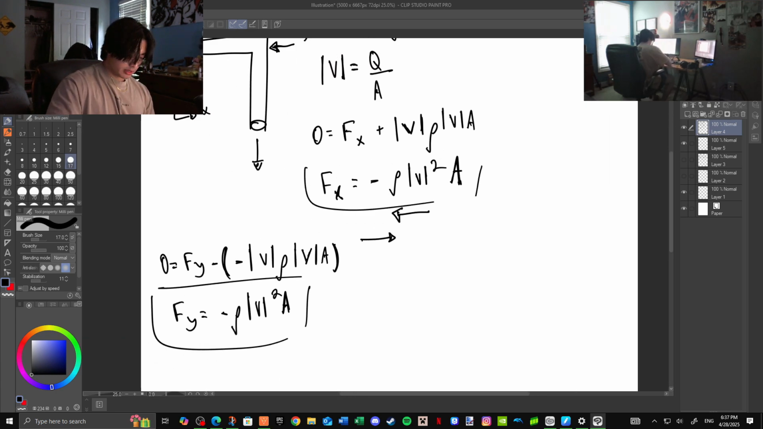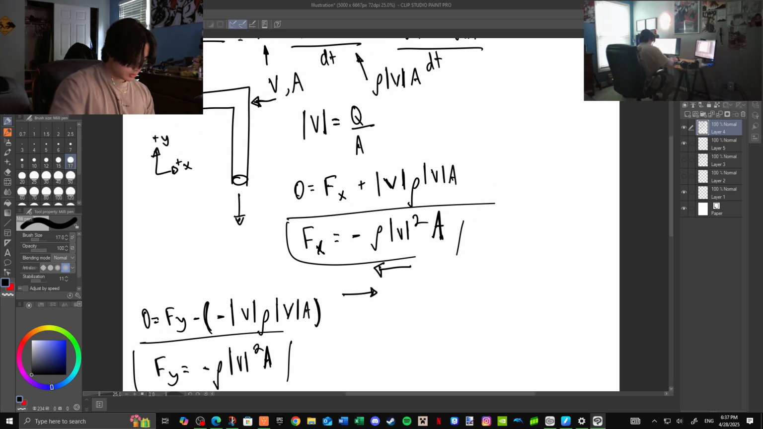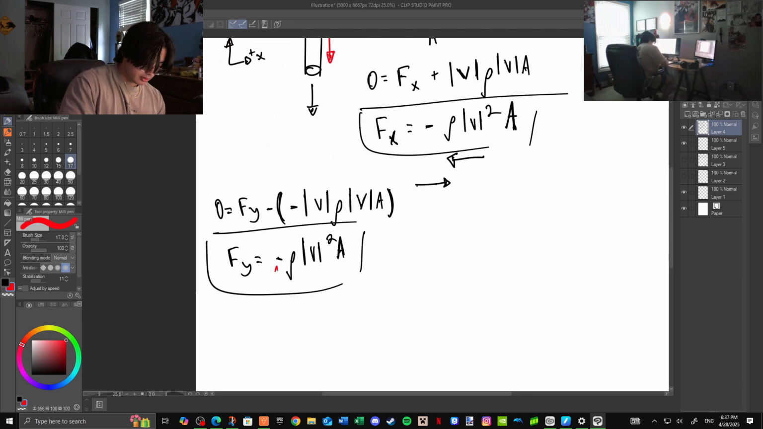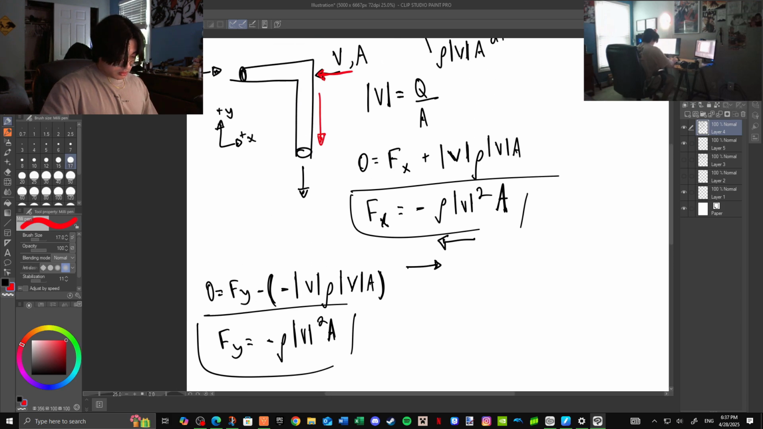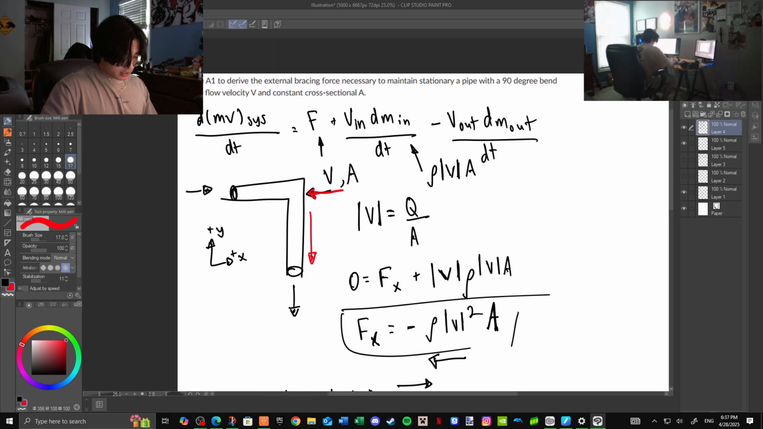And just to summarize it, as water is flowing in the x direction, there's going to need to be a bracing force acting in the negative x direction at this point, and when it starts flowing down, the bracing force actually needs to go downward because of the negative sign right here. So those two equations represent the bracing force necessary to maintain this stationary pipe.